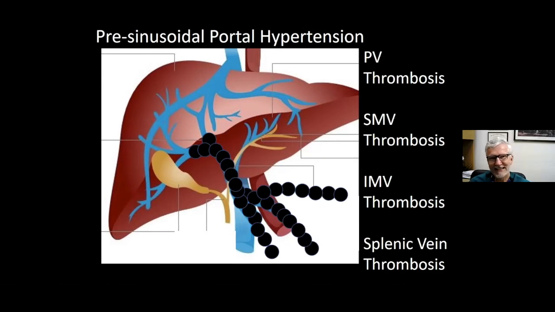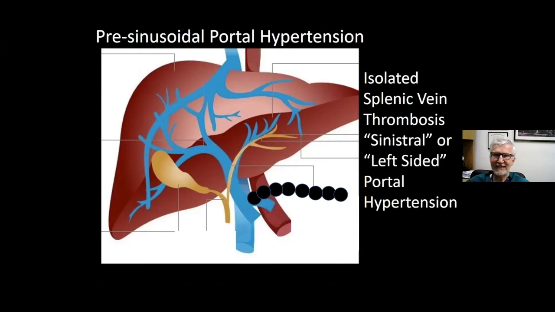Probably the worst case of pre-sinusoidal portal hypertension to deal with as a radiologist is this case where you have extensive thrombosis through the entire portal system. The superior mesenteric vein, inferior mesenteric vein, and splenic vein are all occluded with thrombus, either fresh or chronic.